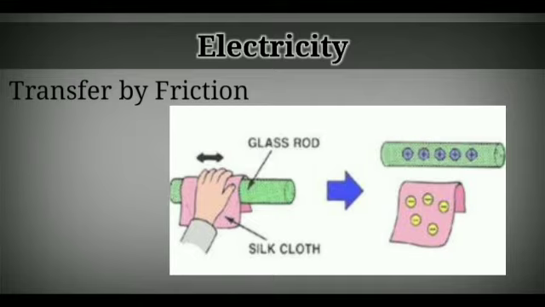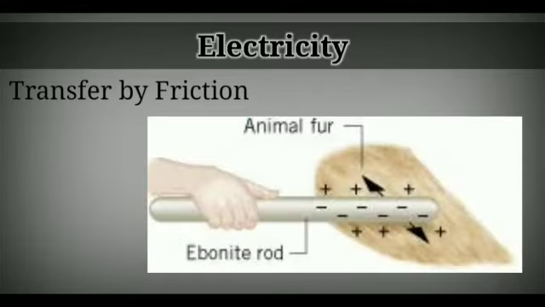Since the glass rod loses electrons, it acquires positive charge, but the silk cloth has excess electrons, so it becomes negatively charged. When an ebonite rod is rubbed with fur, the fur transfers electrons to the ebonite rod because the electrons in the outermost orbit of the atoms of fur are loosely bound as compared to the ebonite rod.